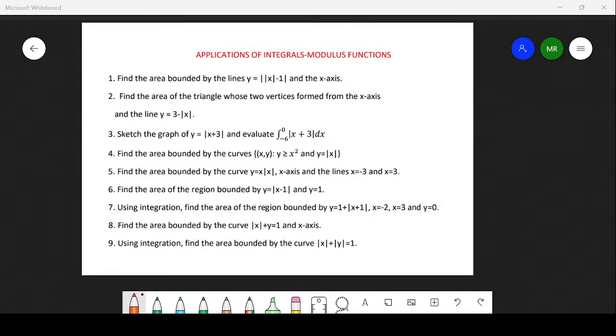I'm presenting the questions now. You can see the 9 questions I'm presenting on the screen. Those questions one by one I'm going to teach you now. All are important questions. Today's topic: application of integrals in modulus functions. If we solve this, you get an idea how to solve modulus functions with given functions.